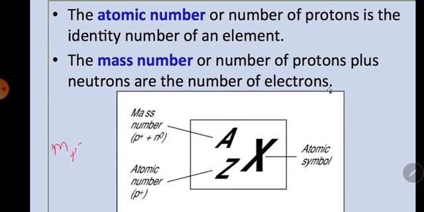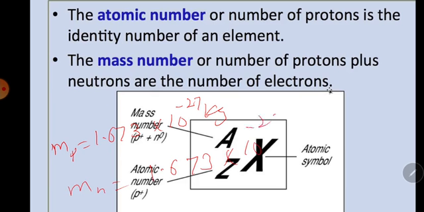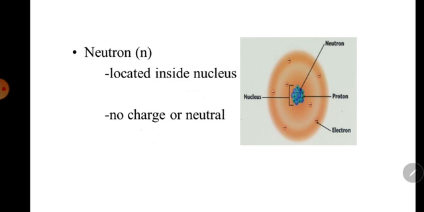Mass of proton is 1.673 cross 10 raised to power minus 27 kg. Mass of neutron is 1.675 cross 10 raised to power minus 27 kg, a little difference. Mass of electron is equal to 9.11 cross 10 raised to power minus 31 kg. Electrons have a negative charge, protons have a positive charge, and neutrons are neutral particles.